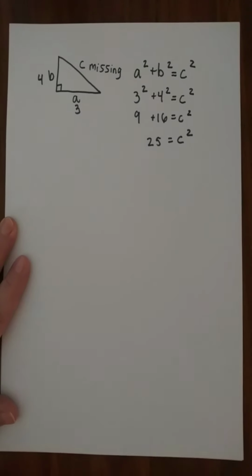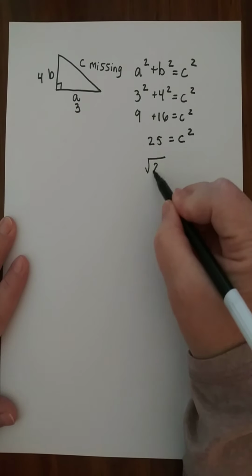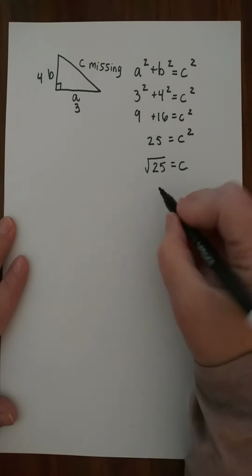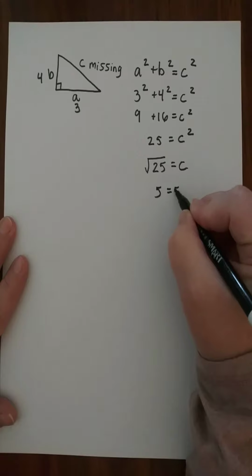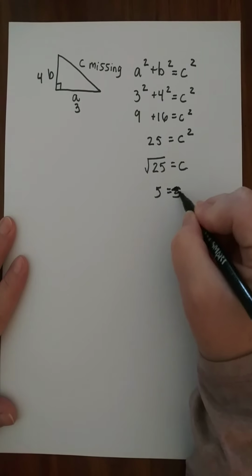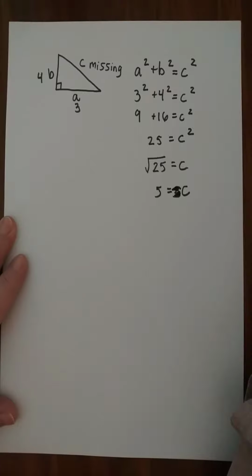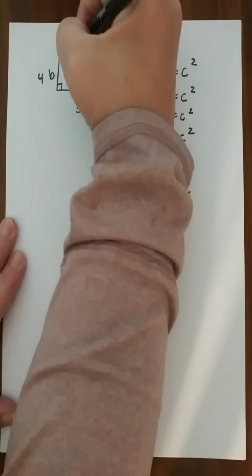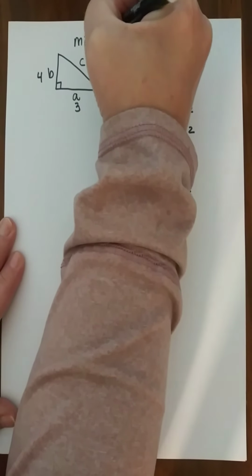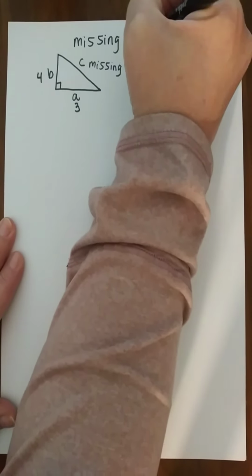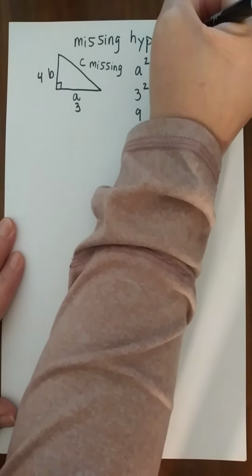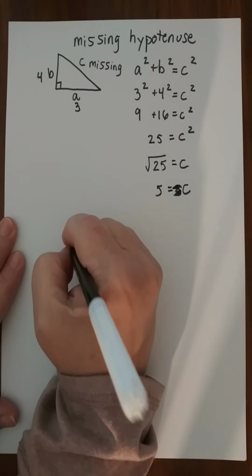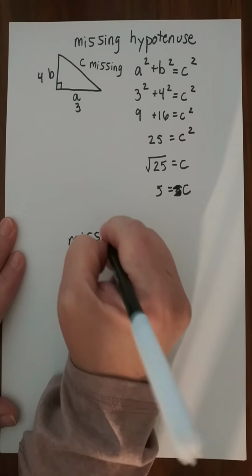So remember, in order to get C by itself, you have to take square root of 25, because the inverse of squaring is square root. So we find out that C is 5. Okay? Now, if you have a leg missing, okay, so that was for missing hypotenuse. And remember, you can pause the video anytime you need to, okay? That's for missing hypotenuse. This is for missing leg.